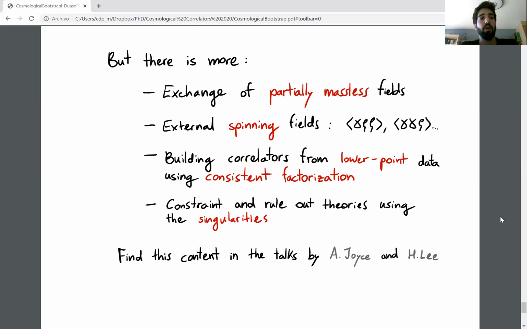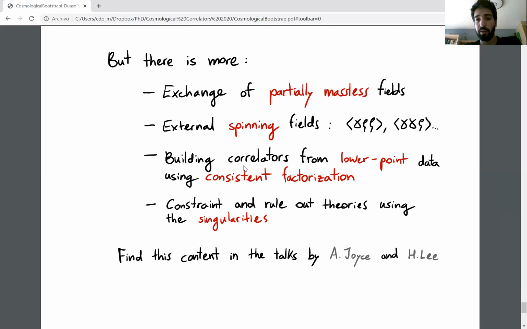But there is more. There are also new results that we have computed using this method and using these weight shifting operators. For example, we have computed the bispectra given by exchange of partially massless fields during inflation. And we have also computed the gamma zeta zeta and gamma gamma zeta contributions to these bispectra by using these weight shifting operators on the external fields, and for example getting the correlator of gravitons and scalars or gravitons and so on. We have done more stuff.